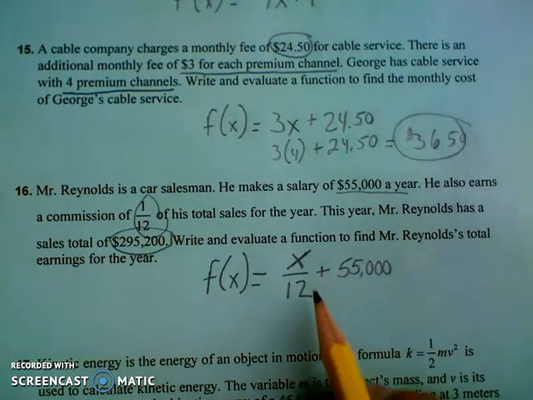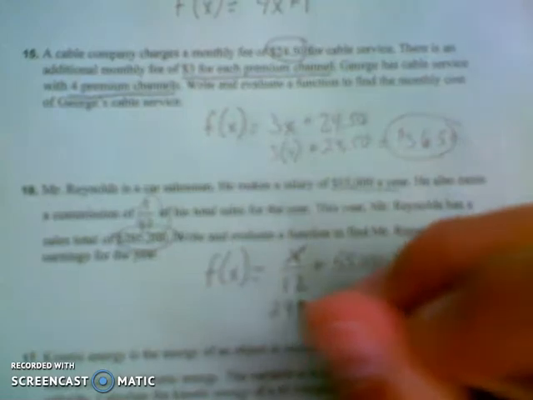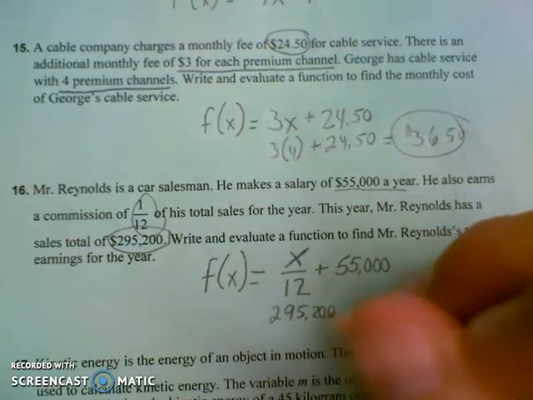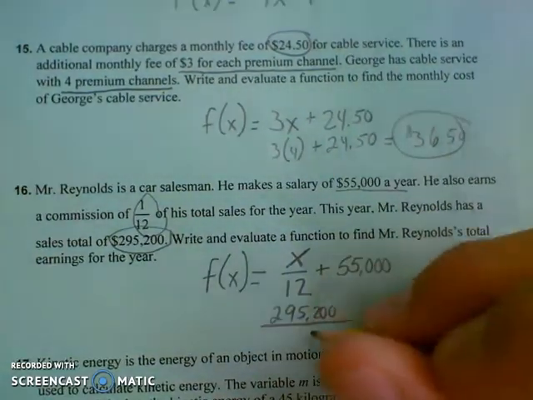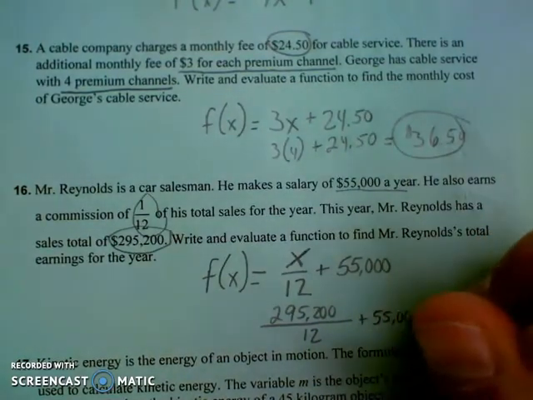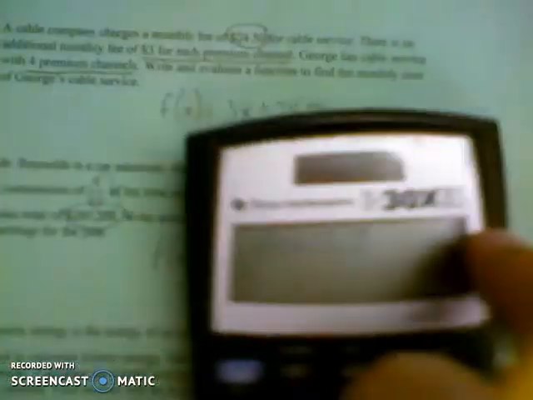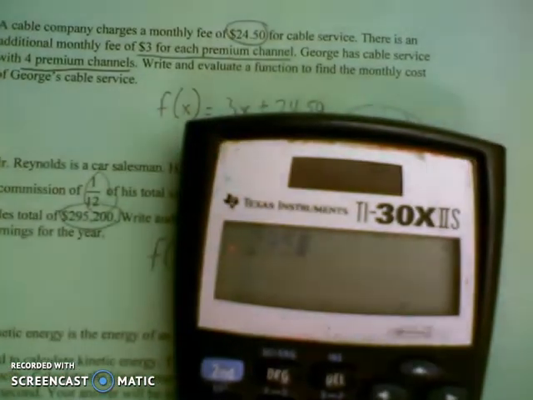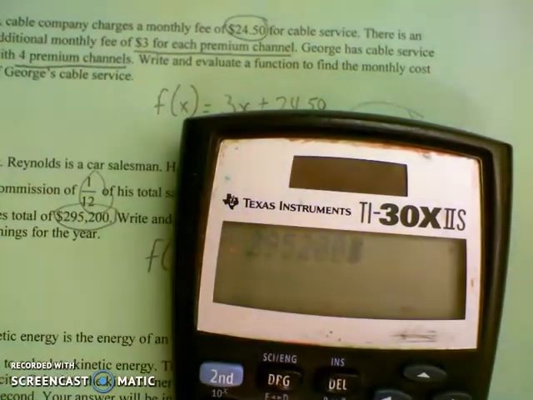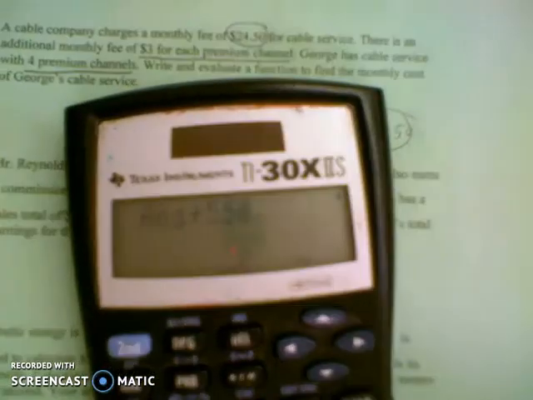And now we find out later that we put in $295,200 in there. So that is his car sales for the year. Divide that by 12 plus $55,000. You find out how much this guy actually makes. So let's put that in our calculator. $295,200 divided by 12 equals $24,600. You plus then our $55,000.